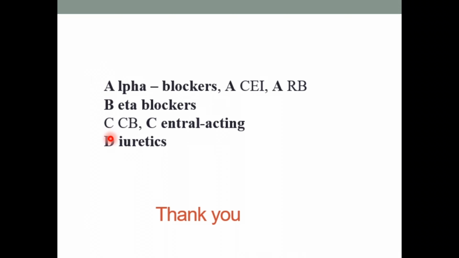Maybe to some of you, you can use this: remember A, B, C, and D for the antihypertensive agents. A is for alpha blockers, ACE inhibitors, ARB. We have already covered alpha blockers. Later we will cover ACE inhibitors and angiotensin receptor blockers. We've already covered B, beta blockers. And C, centrally acting antihypertensives. Later on we will cover the calcium channel blockers. And D for diuretics, we've already covered diuretics focusing on chlorothiazide. That's it. Thank you.